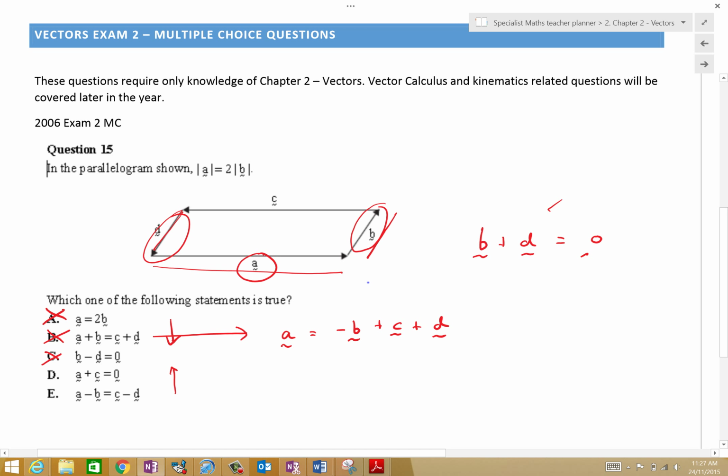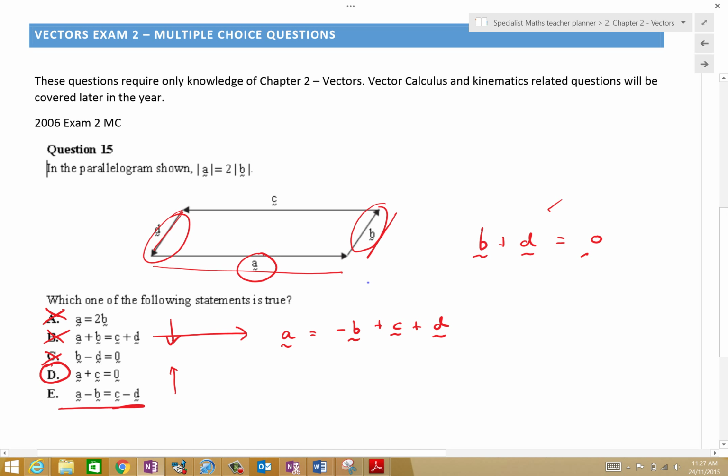A plus C is equal to 0. Is that true? A plus C is equal to 0. Absolutely. Yeah? So that is my answer.